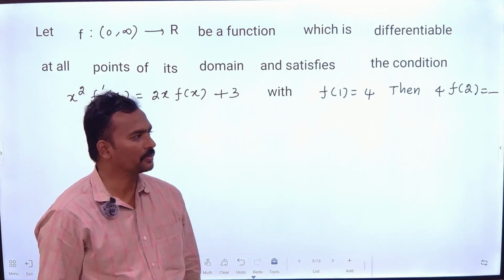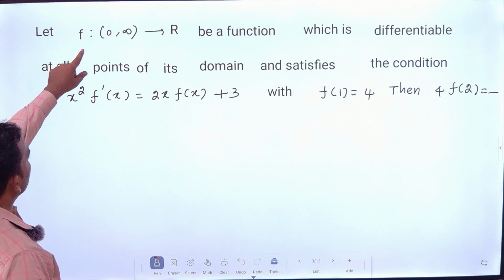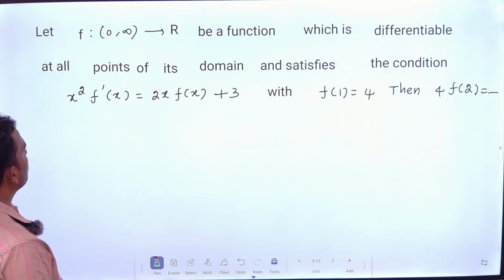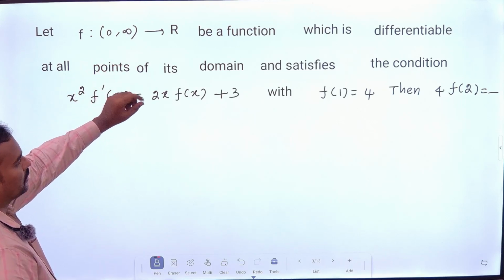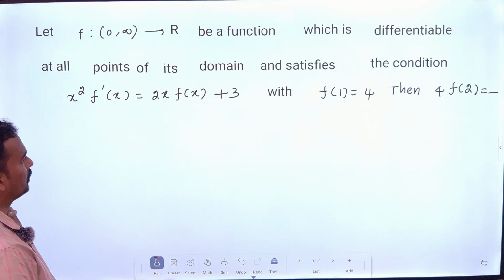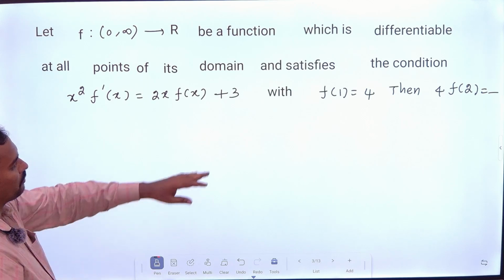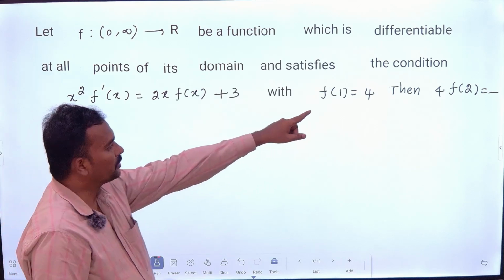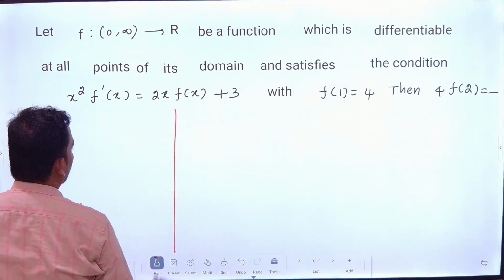Today I am going to discuss with you an IIT JEE Main question. The second question: f is a function from the open interval 0 to infinity to the real numbers. That function is a differentiable function in its domain and satisfies the condition. So how do we find the function which satisfies this condition? And then you can find f of 2 with the initial condition f of 1 is equal to 4, which is given. So let us calculate.